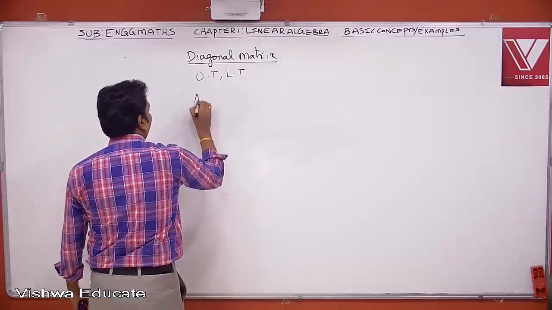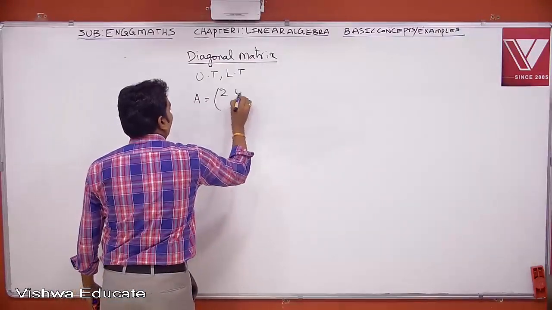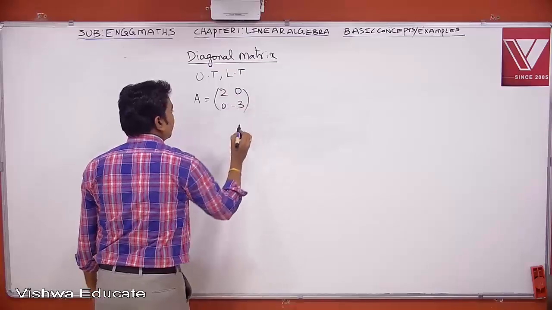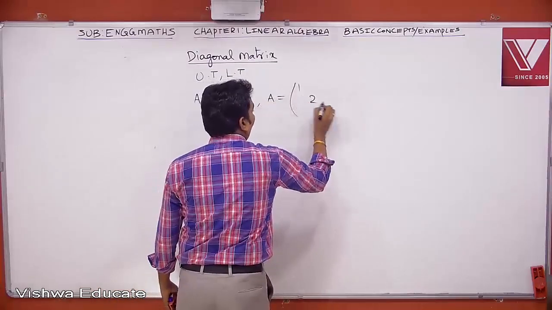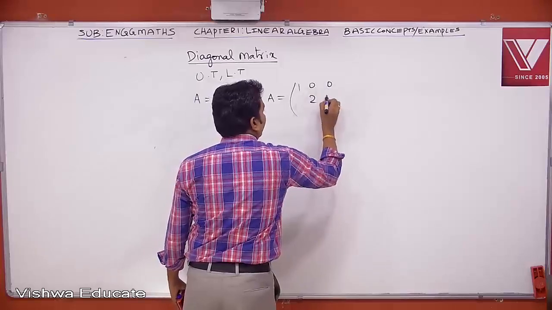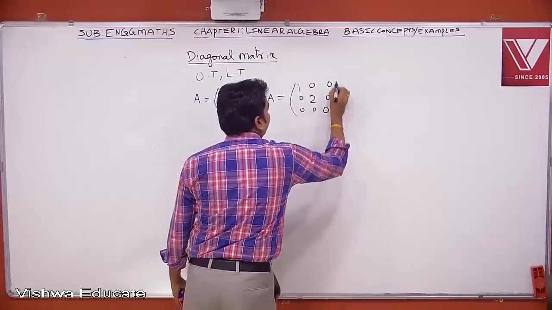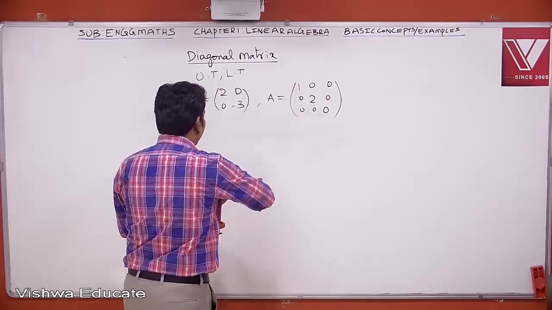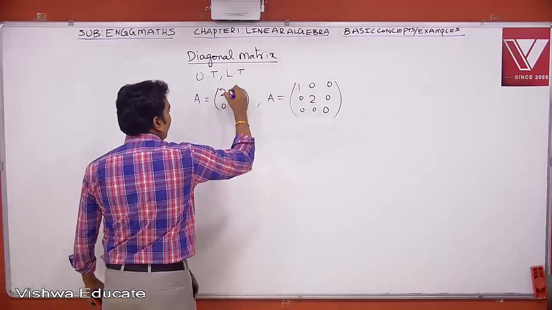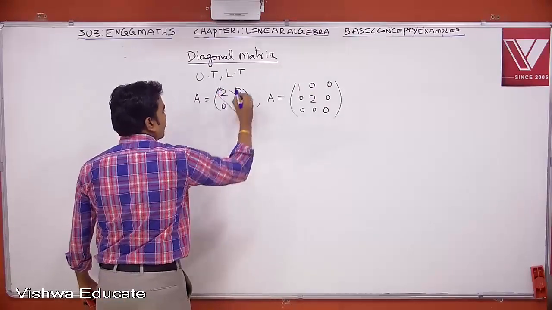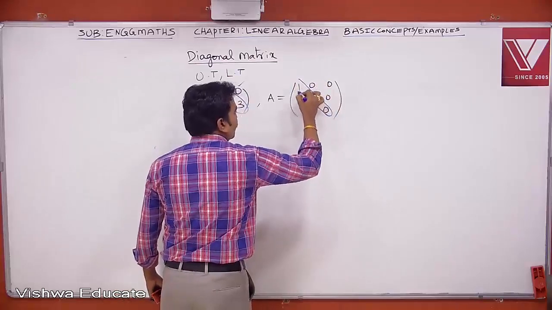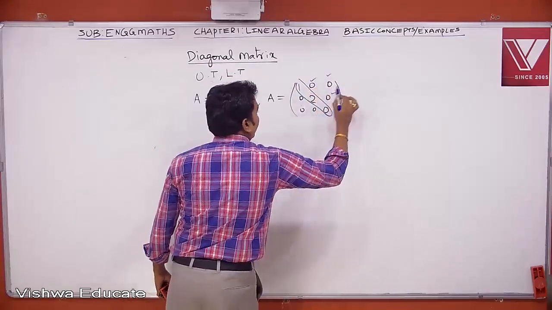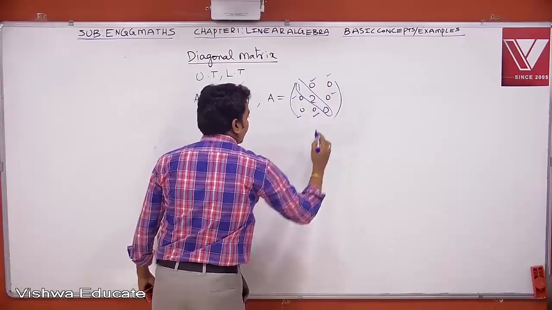Examples: A equal to 2, 0, 0, minus 3. 3 by 3 matrix example, A equal to 1, 2, 0. Here elements are like this, 0, 0, 0, 0. Therefore, in this case, all elements above diagonal and below diagonal are 0. Here also, the diagonal elements are 1, 2, 0. All elements above diagonal and below diagonal are 0.